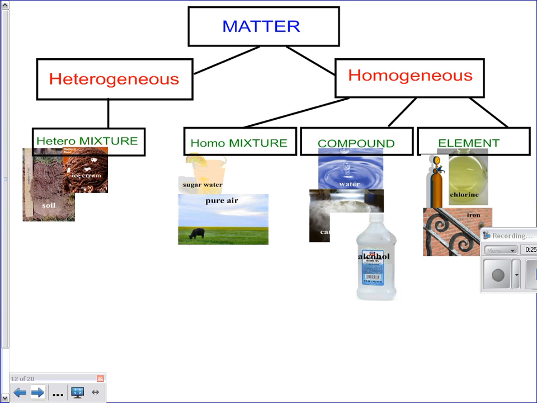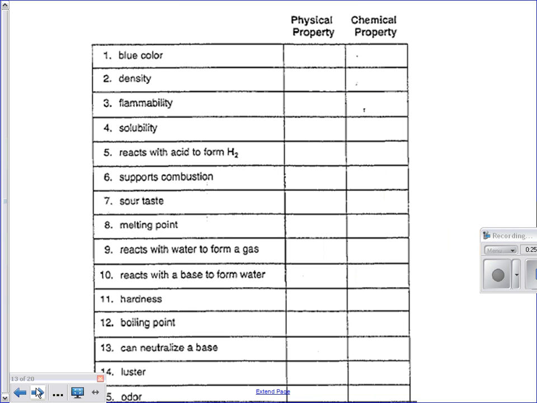We have another sheet. We're moving on into some properties and changes. So the first one we're going to look at is talking about properties. It's either going to be a physical or a chemical property. So we're going to go down this pretty quickly so that we have time for the fun stuff at the end. Blue color, if it's blue, what would you call that? Physical, density. Physical, flammability. Yes, solubility. Physical, awesome. Do not make that mistake and call it chemical later on.